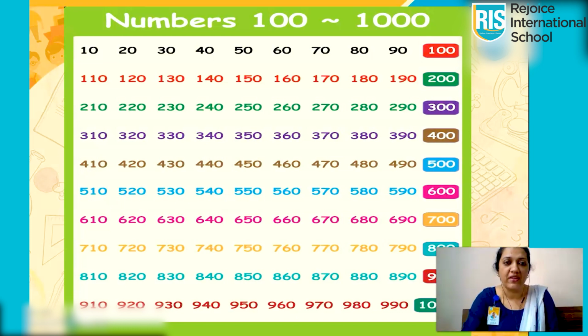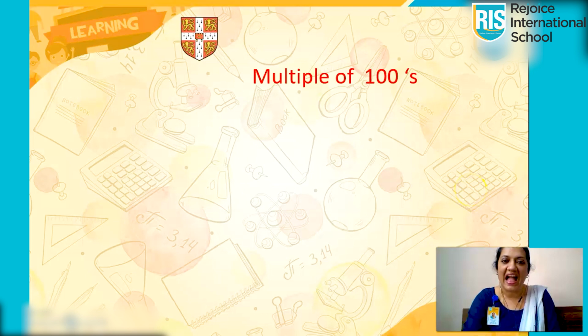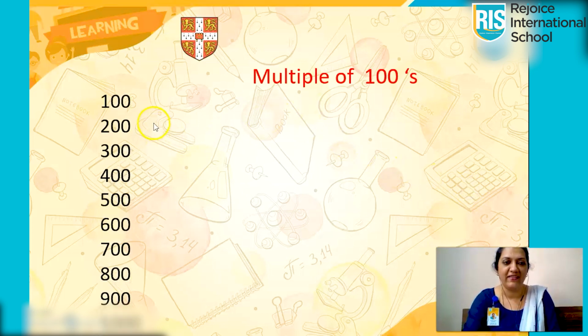Okay, so we have learned the multiples of 10. We learned the multiples of 100. Similarly, if somebody can now tell me the multiples of 100 on their own, I'll show you once again. Here we had 100, 200, 300, 400, 500, 600, 700, 800, 900, 1000. Okay, and similarly the multiples of 1000.